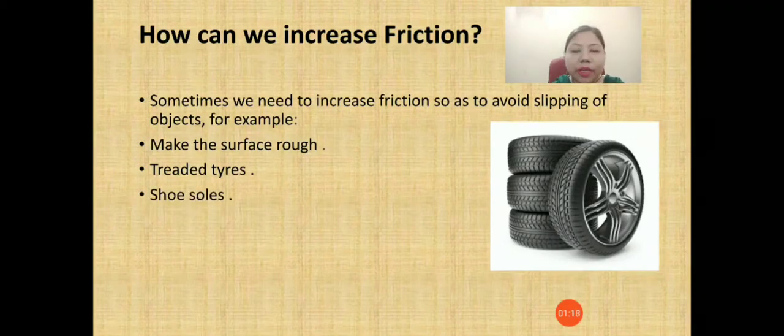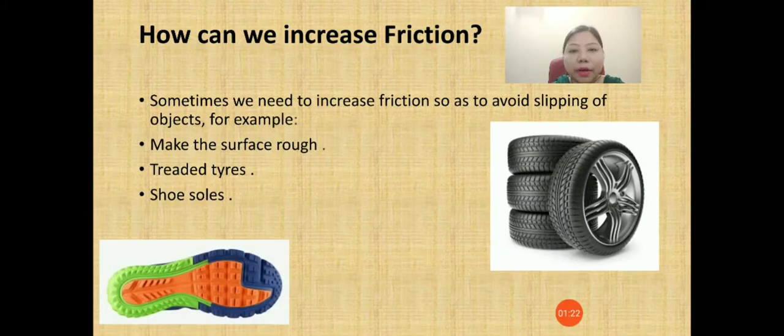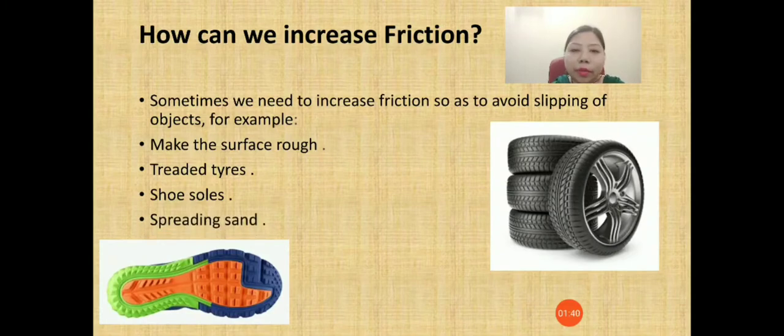Another example is shoe soles. You have seen that there are patterns or designs on the soles of shoes. So, why are these patterns provided? It is provided to have a better grip on the ground while walking so that we do not fall or we do not slip while walking. Apart from this, we can also make the surface rough by spreading sand.